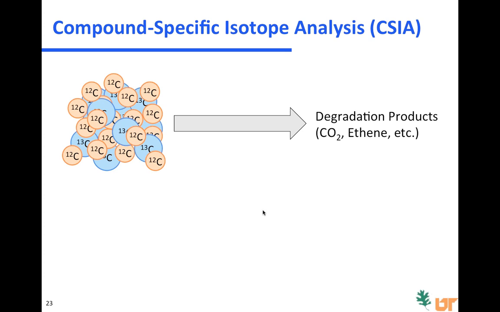And then a final tool I want to present to demonstrate vinyl chloride degradation is compound-specific isotope analysis, CSIA. So the principle of this analysis is relatively simple. There's a natural abundance of C12 and C13. And the vinyl chloride, most of it is C12, but some of the vinyl chloride will have C13. And you can measure that. You can measure the ratio of C12 and C13 in your vinyl chloride.